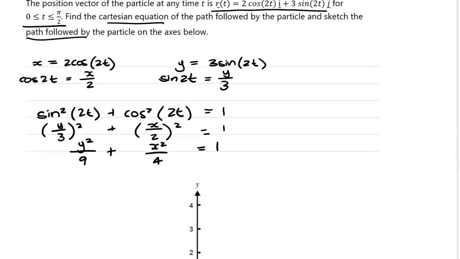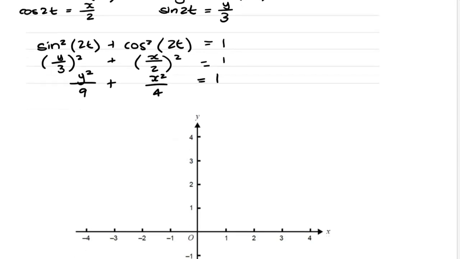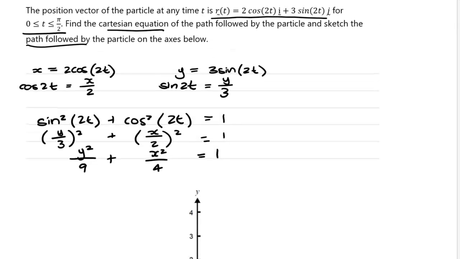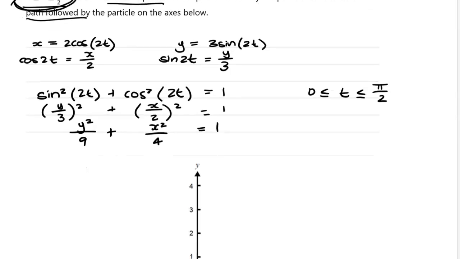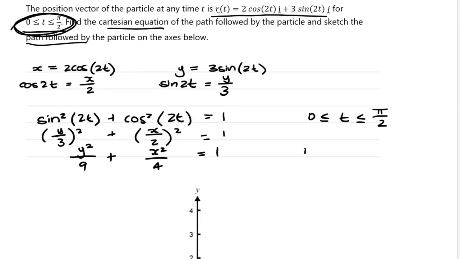Now, pause. We can see, hopefully you can see, that this is an ellipse. We can see that the ellipse is going to be between -2 and 2 in the x direction, -3 and 3 in the y direction. However, we have this restriction on t. T was in between 0 and pi on 2 inclusive. So we need to know where the start point is going to be and where the end point is going to be. So let's just substitute in t equals 0 and put it into our vector equation.